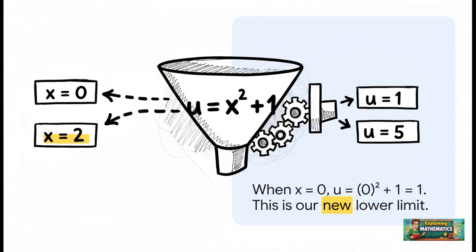We just plug our original x limits into our substitution formula. So when x is 0, u is 1. When x is 2, u becomes 5. These are our new limits of integration.